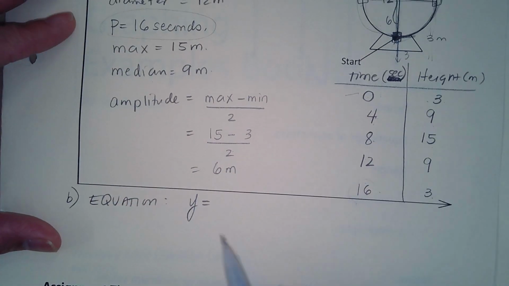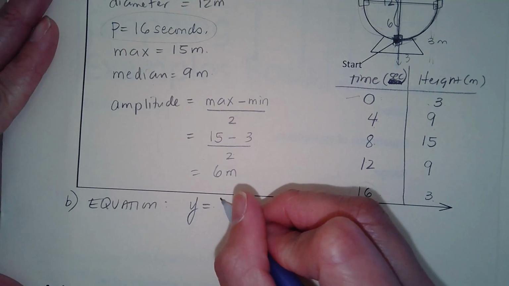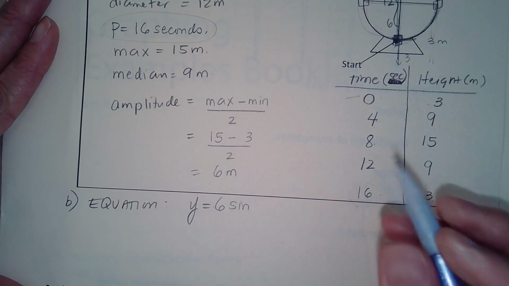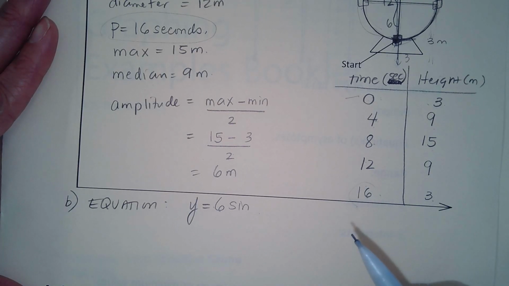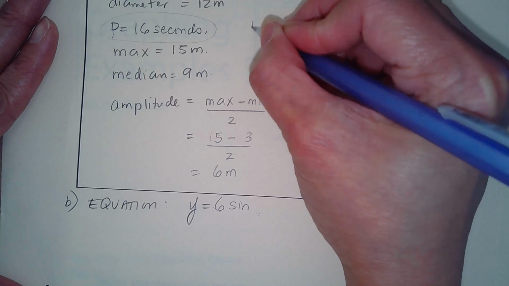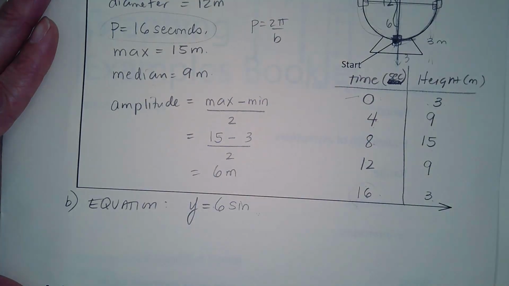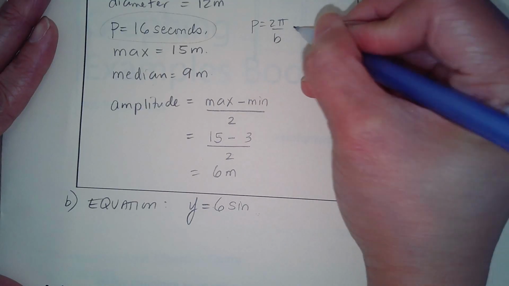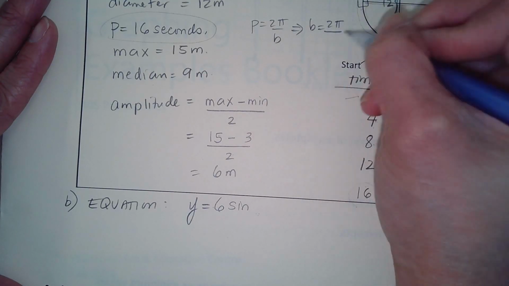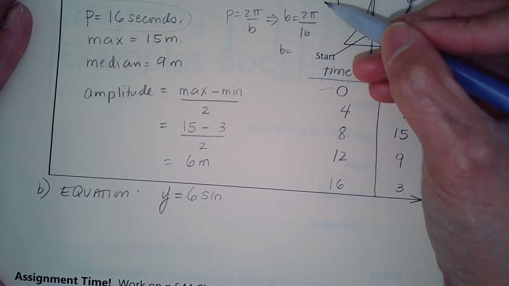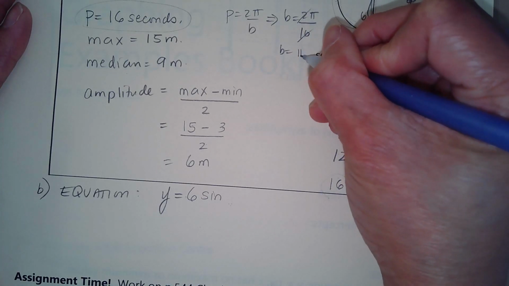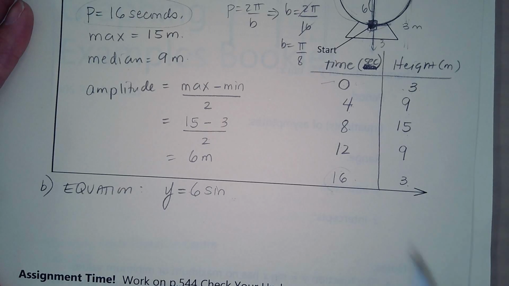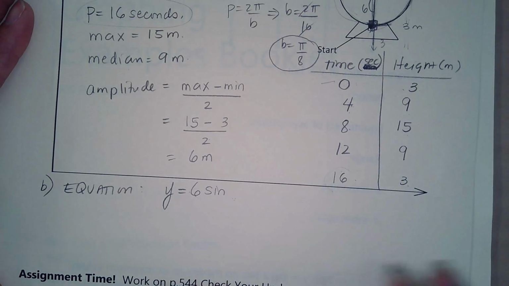Y equals, what's the amplitude? 6. Sine. What's the B? Oh, I don't think we figured out the B yet. So we know that period equals 2 pi over B. So if we're going to figure out B, it equals 2 pi over 16. The 2 and the 16 can be reduced to pi over 8. So the B is pi over 8.